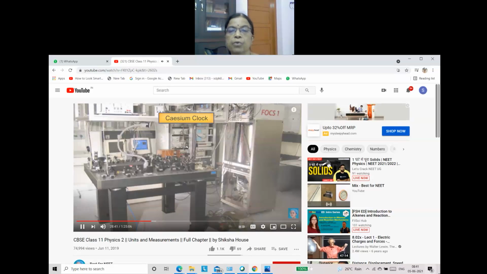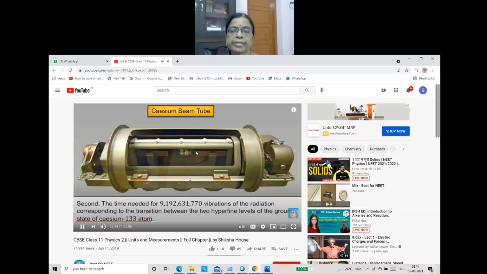In a cesium clock, a second is taken as the time needed for 9,192,6... Children, for most accuracy nowadays, in the laboratory, they use cesium atomic clocks. It is very, very accurate, and it can be used anywhere in the universe as a standard, because of the vibrations made by the cesium atom. This much is given; it is actually the definition of 1 second now.